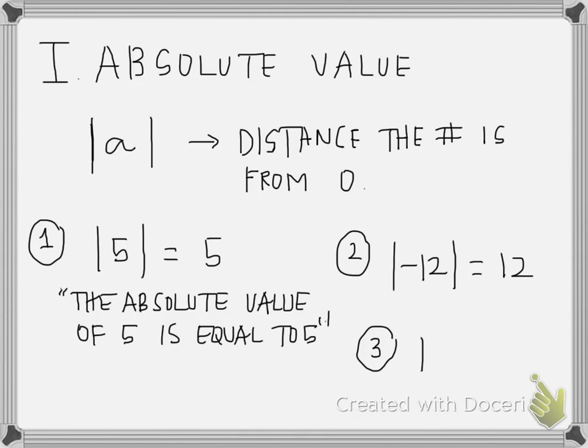Absolute value of negative 10 plus a negative 5. So you're actually going to say absolute value of negative 10 is a positive 10. The absolute value of a negative 5 is a positive 5. So my answer is going to be 10 plus 5, which is 15. Okay? Alright.